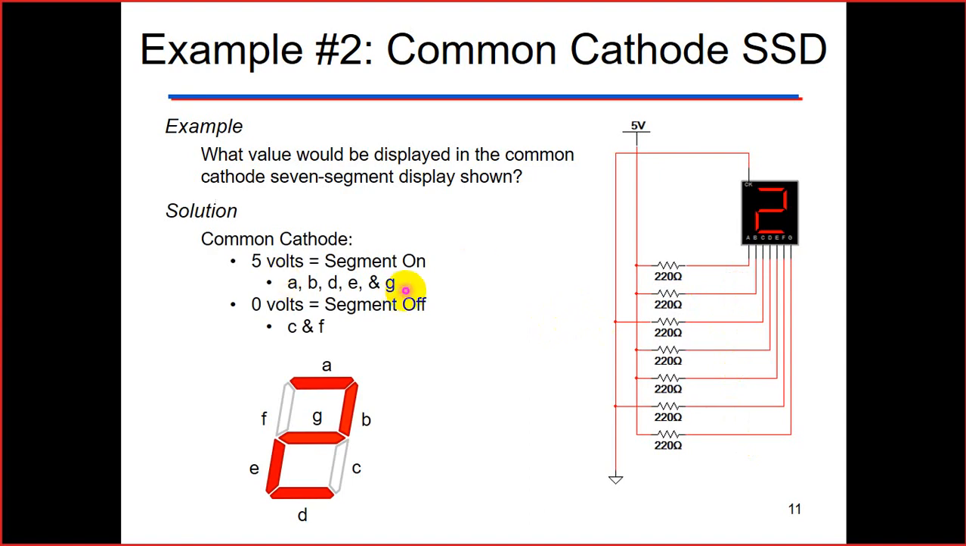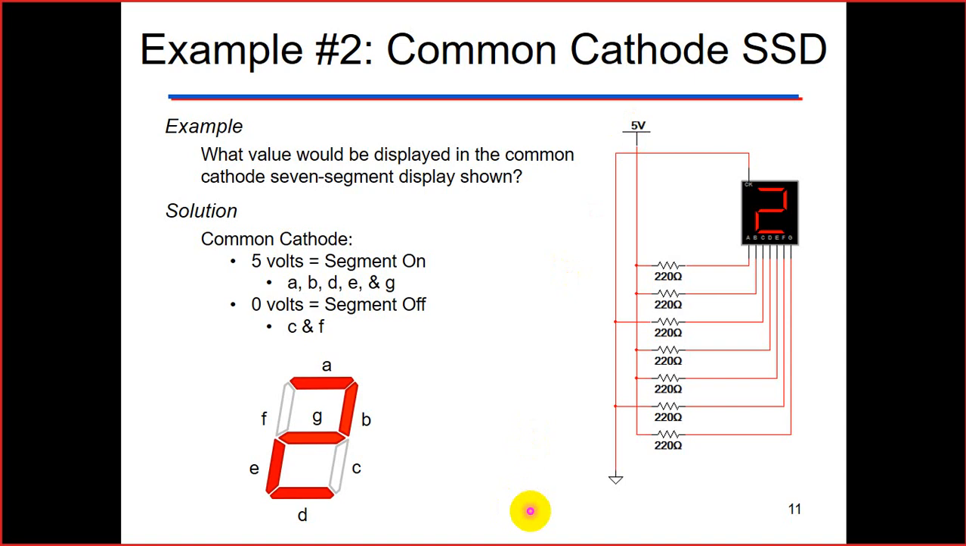A, B, D, E, and G. You see, those are the on segments. And all others are off. C and F are off. They are grounded. You see, these two are grounded only. C is grounded. And if you look over here, F is grounded. So C and F are grounded, so they are off. And A, B, D, E, and G, they are at 5 volt. So they are on. So it makes a 2.